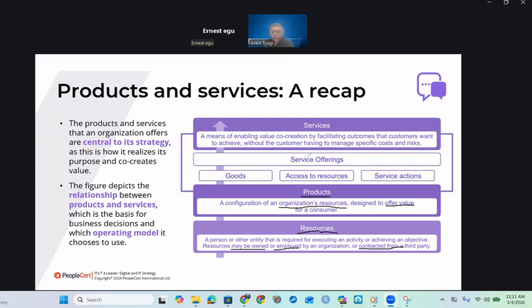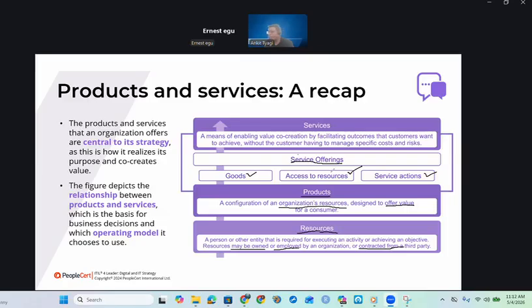Now, these products can be offered in three forms: goods, where the ownership is transferred to the consumer. There can be access to resources, where the ownership is not transferred, but the access is granted. And there could be service actions, which are the promises made by the service provider. A quick example: goods could be, for example, a mobile phone that I'm purchasing, a laptop that I'm purchasing, any hardware that I'm purchasing. Now the ownership is with me. I need to make full use of it and achieve the outcomes.